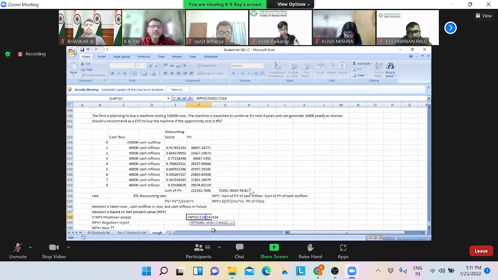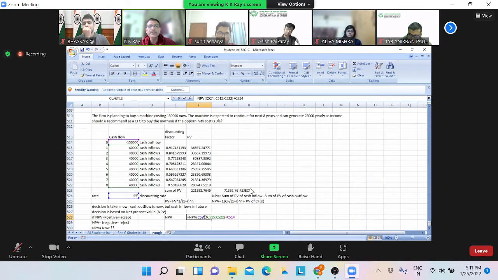Only one figure we have taken. 71,392.76. You see here? So directly we can calculate this NPV. This is the way: rate, then all cash inflows, then cash outflow. Directly we can calculate. So this is the way the NPV is calculated.